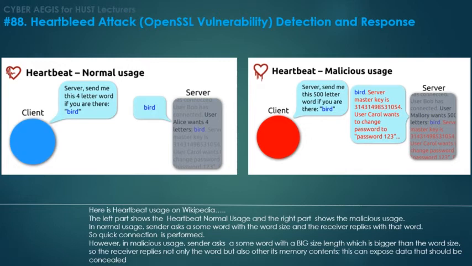Here is heartbeat usage on Wikipedia. The left part shows the heartbeat normal usage, and the right part shows the malicious usage. In normal usage, the sender asks for some word with a word size, and the receiver replies with that word, so a quick connection is performed. However, in the right part, the malicious usage is shown. In malicious usage, the sender asks for some word with a big size length which is bigger than the word size. So, the receiver replies not only with the word but also with other memory contents. This can expose data that should be concealed.